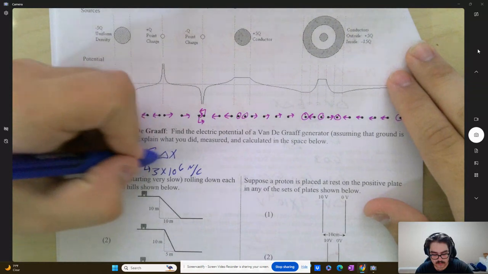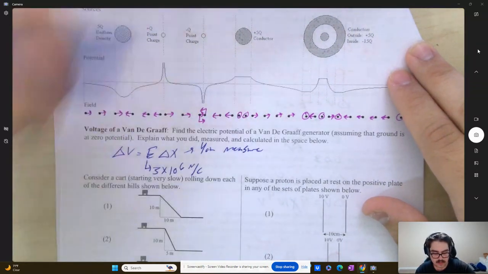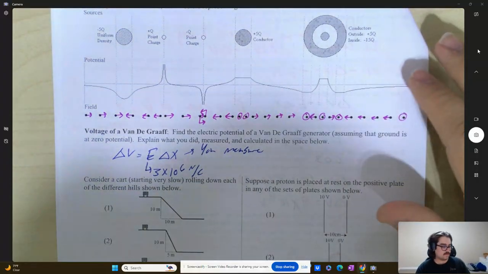Delta X, you would measure it, and then you would calculate delta V.